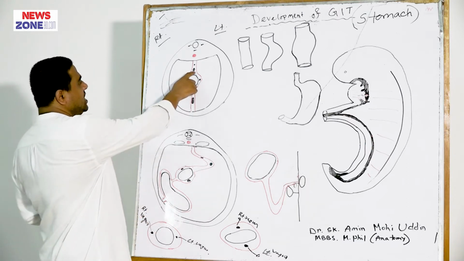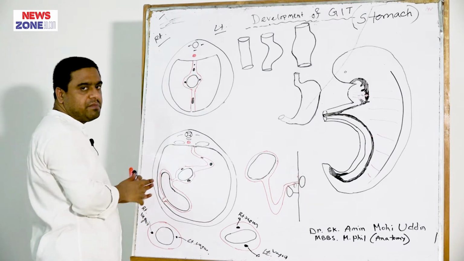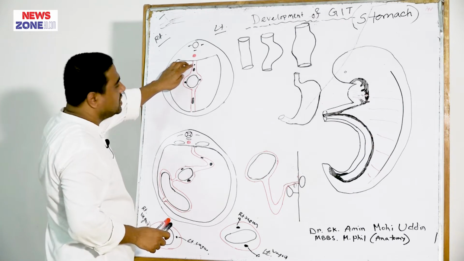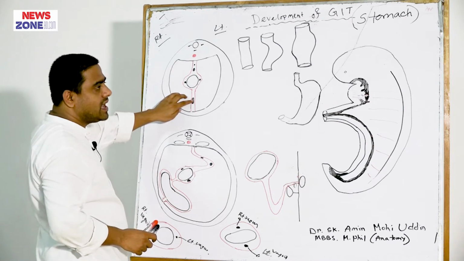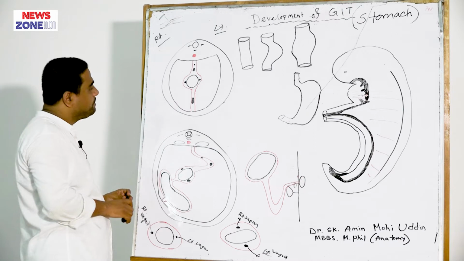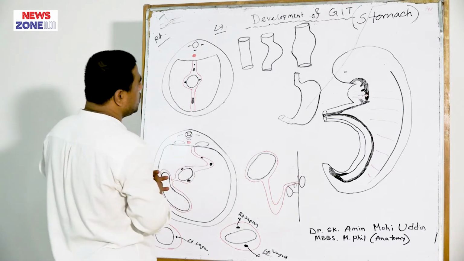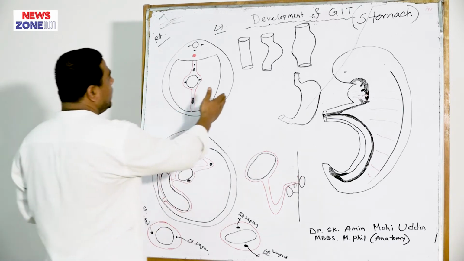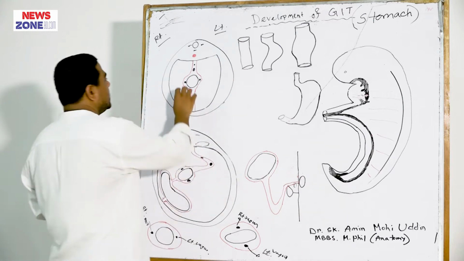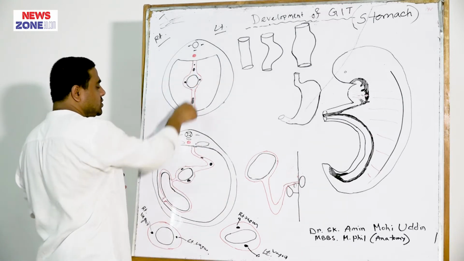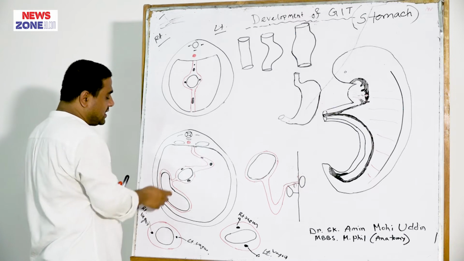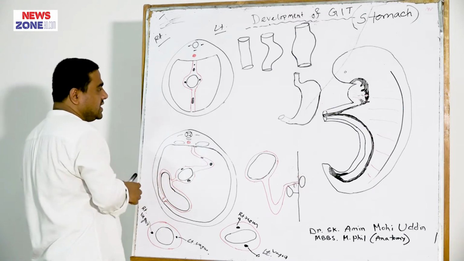The spleen and dorsal pancreatic bud appear within the dorsal mesogastrium, and the liver bud appears within the ventral mesentery. With the rotation of the stomach along the longitudinal axis, the dorsal mesogastrium shifts to the left side and the ventral mesentery shifts to the right side.